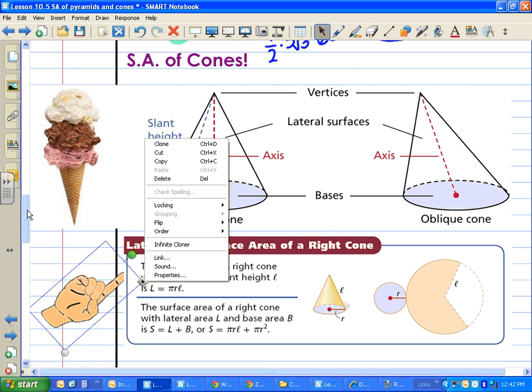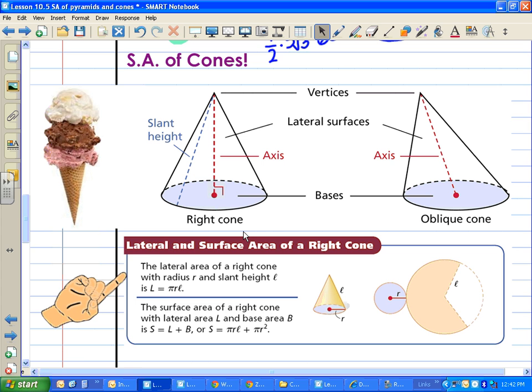So the cone, that's what I'm looking at. Let me bring it to the front. There we go. So in a cone, you have some things missing here. Actually, no, I left them on there, didn't I? Oh my goodness. Oh well.